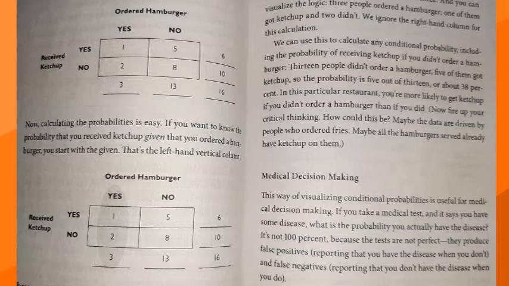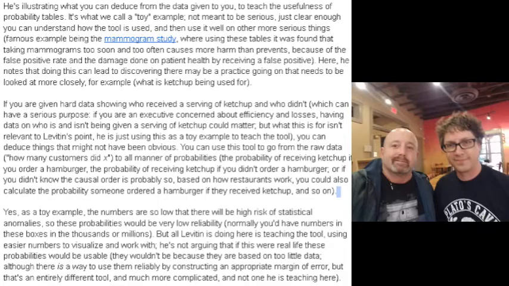Yes, as a toy example, the numbers are so low that there will be a high risk of statistical anomalies. So these probabilities would be of very low reliability. Normally, you'd have numbers in these boxes in the thousands or millions. But all Levitin is doing here is teaching the tool, using easier numbers to visualize and work with. He's not arguing that if this were real life, these probabilities would be usable. They wouldn't be because they are based on too little data, although there is a way to use them reliably by constructing an appropriate margin of error. But that's an entirely different tool and much more complicated and not one he is teaching here.